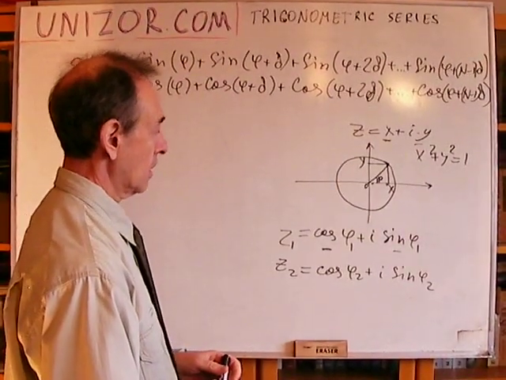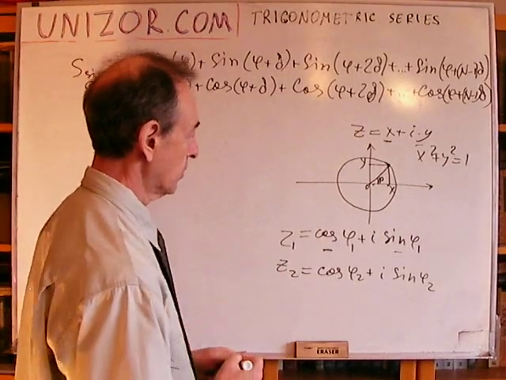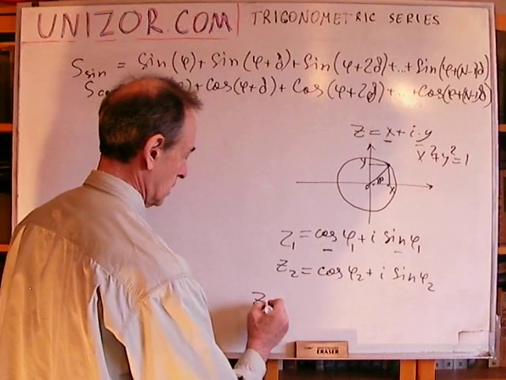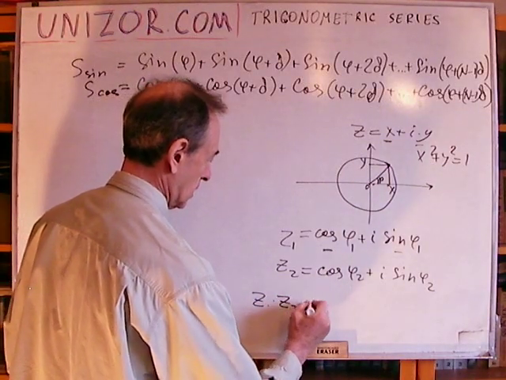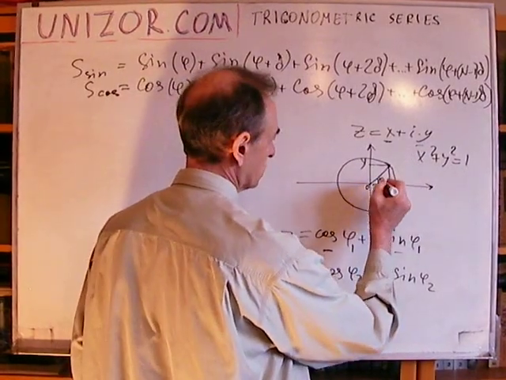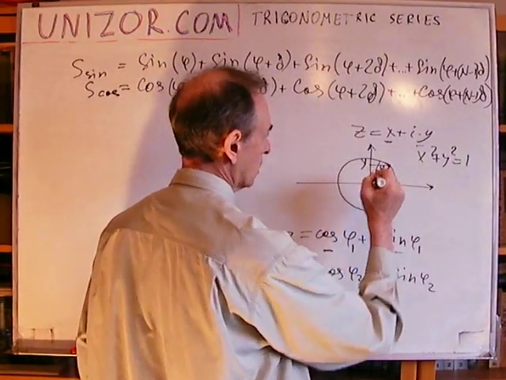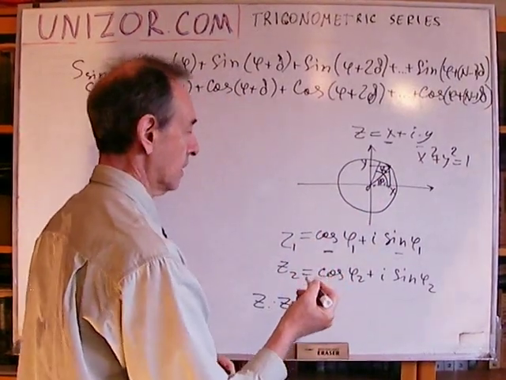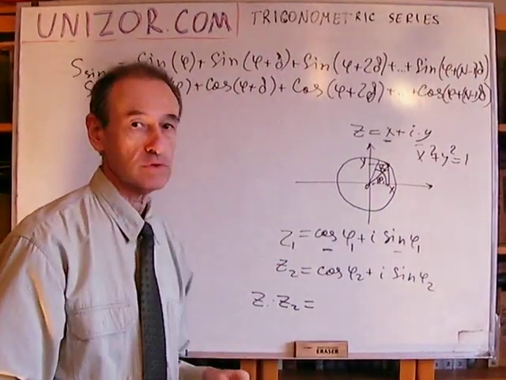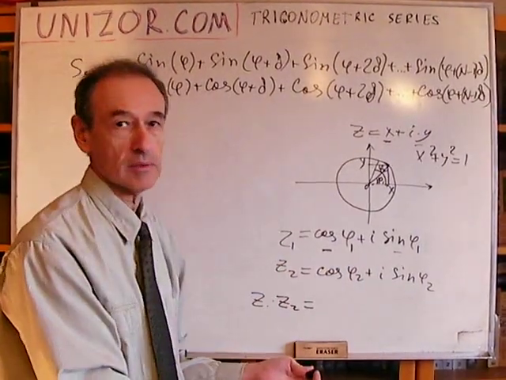Now, where exactly will this particular product be on this unit circle? So if this is angle phi 1, and this is angle, let's say, phi 2, where exactly will the product of these two numbers be? Well, let's just multiply them, right?